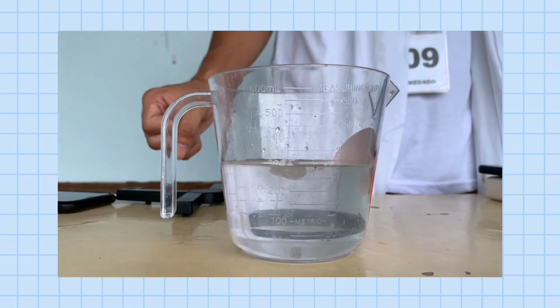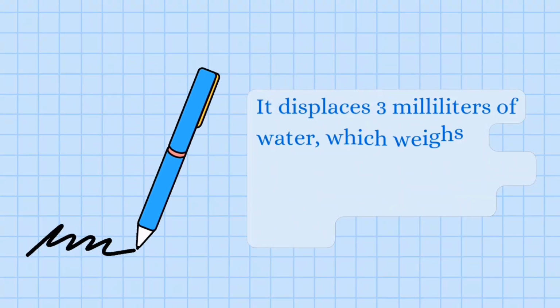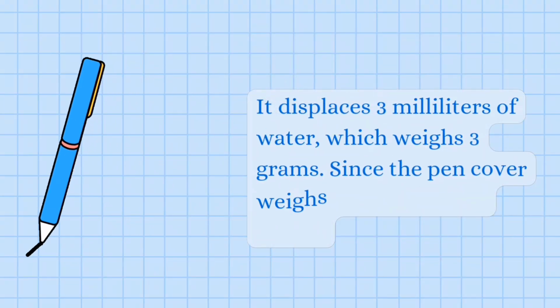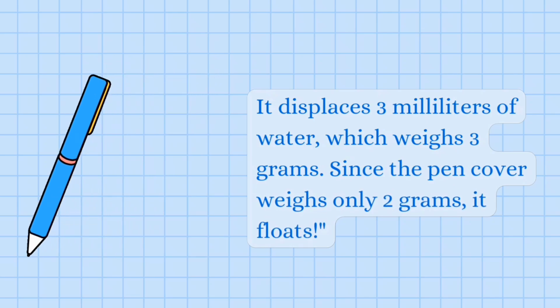Now, let's try the pen cover. It displaces 3 milliliters of water, which weighs 3 grams. Since the pen cover weighs only 2 grams, it floats.